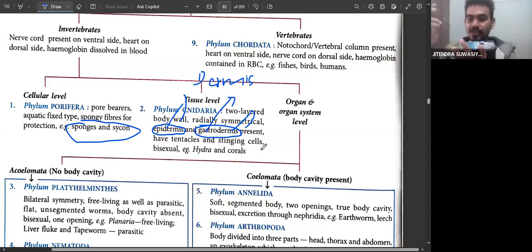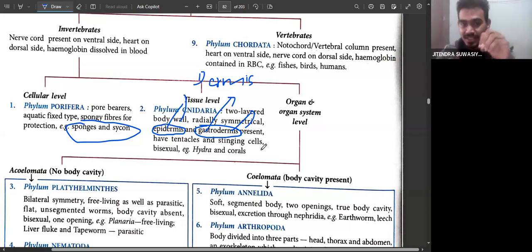So in tentacles, what I mean is the small spiny fibers present on the body. That is called tentacles and stinging cells. What are stinging cells? Something which can sting. If they have tentacles, they use the stinging cells against a predator, for defensive behavior, to defend the organism.